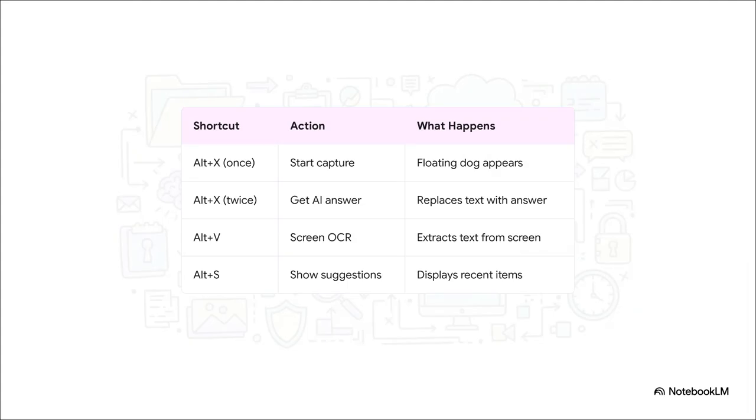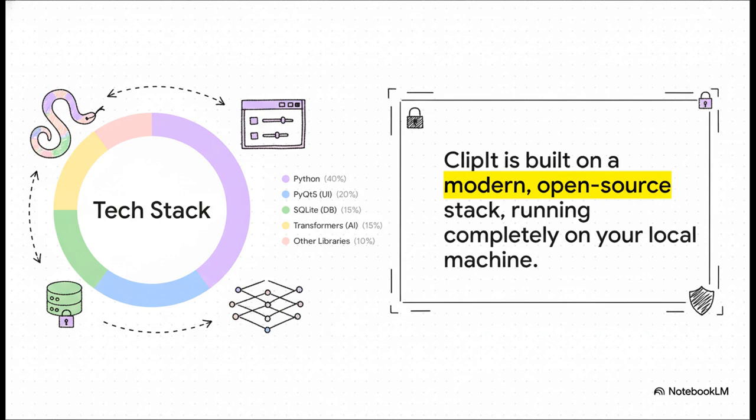First off, here are the key commands you need to know. Alt-X is your go-to for asking the AI a question. Alt-V is for that awesome screen-grabbing OCR. And Alt-S will just pop up a quick overlay of your most recent clipboard items if you need something you just copied. It's simple, but it's really effective. For anyone curious about what's under the hood, the whole tool is built mostly in Python. It's using PyQt5 for the user interface, SQLite for that local database we talked about, and the very popular Transformers library for running that local AI model. It's a really solid, modern tech stack.